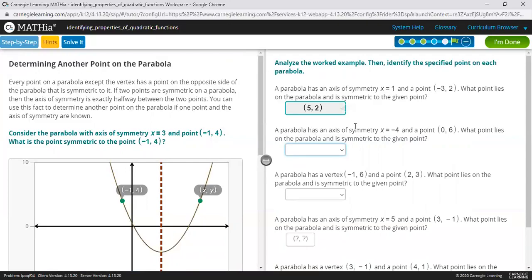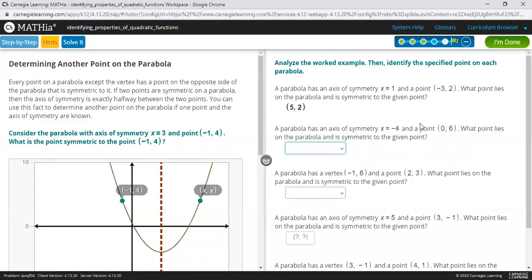All right, the next one, a parabola has an axis of symmetry of -4 and a point (0, 6). So -4 is 4 units from 0. So let's go 4 units on the other side of 0, which would be at 4, which doesn't give me an option here.